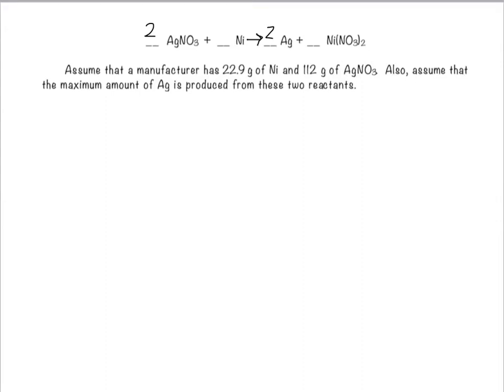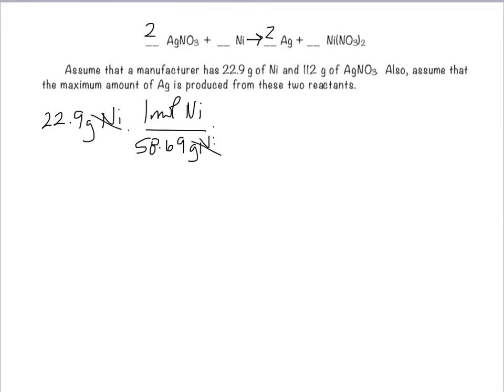There's several ways you can do this. The way I've chosen to demonstrate this to you, I'm going to take 22.9 grams of nickel and convert this to grams of silver, okay? Because that's what part D asks for, how many grams of silver would be produced. So if I react 22.9 grams of nickel, first I have to find out how many moles that is. 1 mole of nickel has the mass of, let's see, it's 58.69 grams of nickel. Grams of nickel cancel.